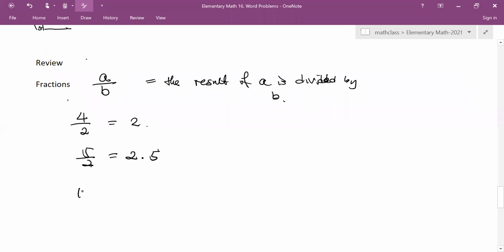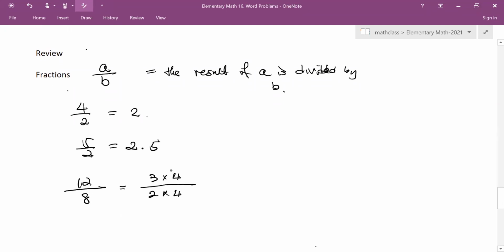For example, 12 over 8. 12 divided by 8, 12 is not divisible by 8. You cannot get an integer. 16 over 8 is 2, but 12 over 8 is not. But you can simplify in the following way. 12 you can factor as 3 times 4. 8 is 2 times 4. So there's a common factor here. This common factor cancels out. Then you get 3 over 2.